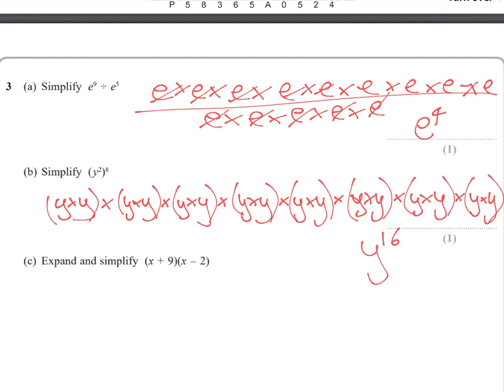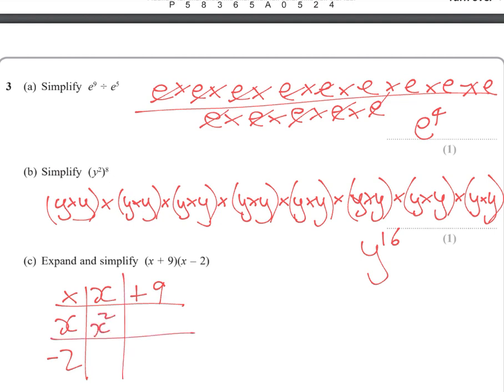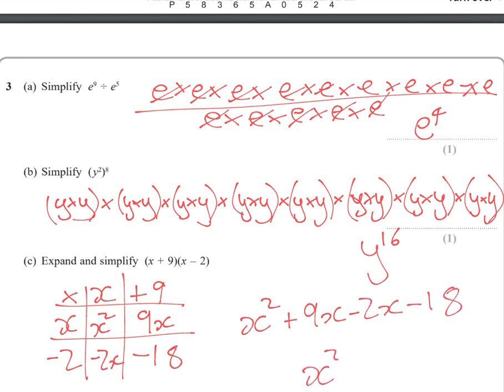Okay, and then we're going to expand and simplify this. So this is our double brackets, x plus 9, x minus 2. So altogether, getting the signs right, x squared, positive 9x, negative 2x, negative 18. So altogether we've got x squared, a positive 9x, a minus 2x, and a minus 18, which gives us x squared and a 7x and a negative 18.